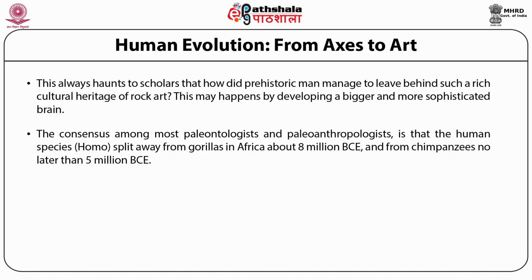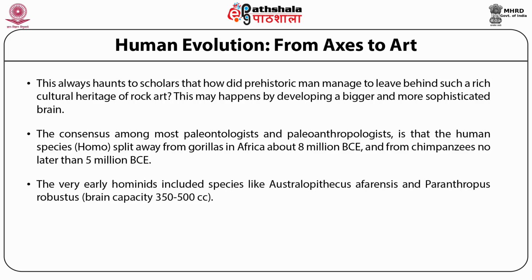The consensus among most paleontologists and paleoanthropologists is that the human species Homo split away from gorillas in Africa about 8 million BCE and from chimpanzees no later than 5 million BCE. The discovery of a humanoid skull dated about 7 million years ago may indicate an earlier divergence. The very early hominoids include species like Australopithecus afarensis and Paranthropus robustus.